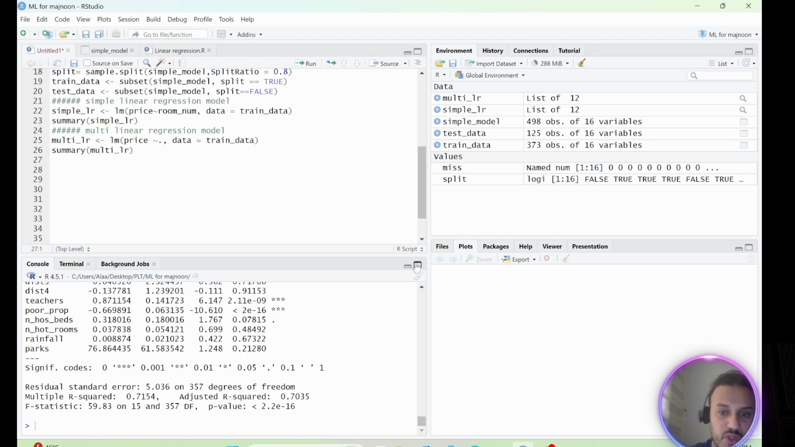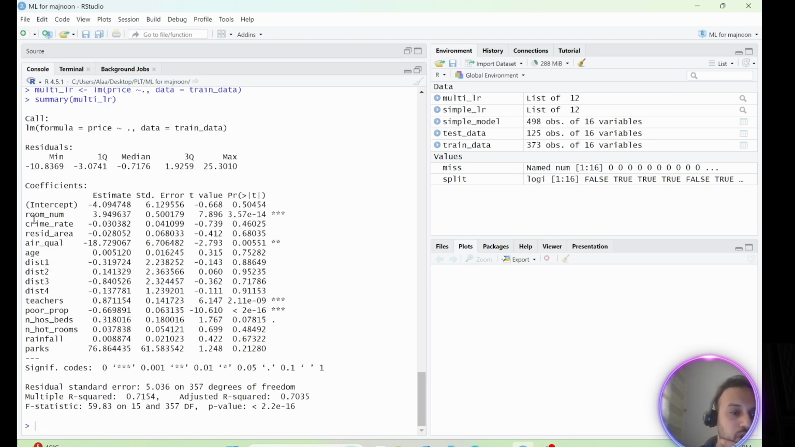So now you will check, you will have all the inputs, all the independent x variables, and you have the y variable. So you can check which has more significant impact on the price and which does not. You can see room number has a highly significant impact on the price, but the others, for example crime rate, have nothing to do with the price.